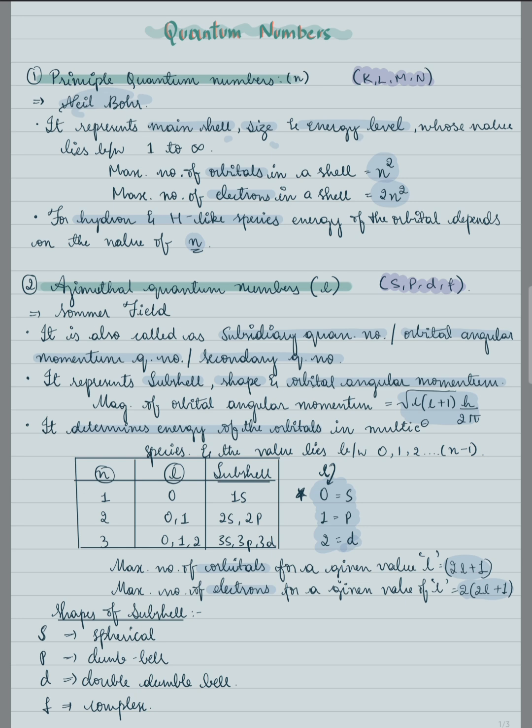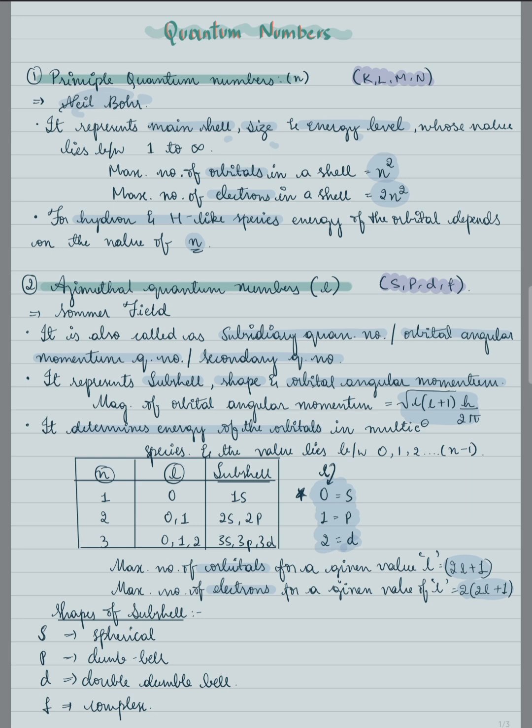Now the maximum number of orbitals in a shell is given by n square, where n is the principal quantum number. The maximum number of orbitals is given by n square, and the maximum number of electrons is given by 2n square. For hydrogen and hydrogen-like species, having one electron in their atom, the energy of the orbital depends on the value of n. My voice might be changing second to second, but it's because of my problem.